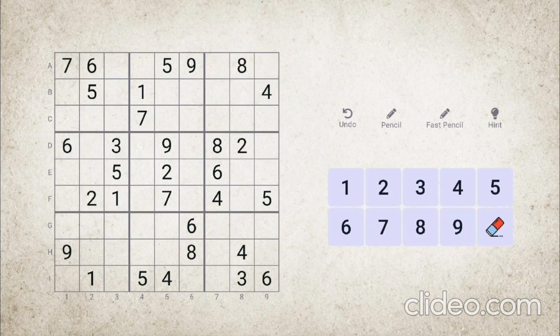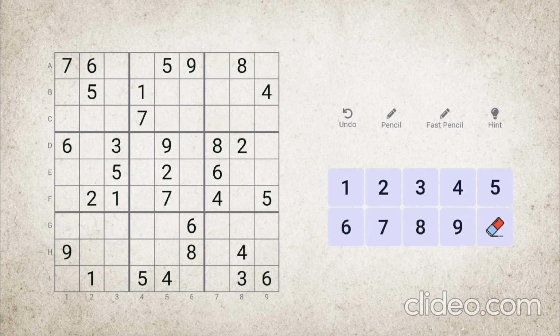Now, let's continue. So, the next word is notes or candidates. These are the small numbers we write in the cells to remember which numbers can possibly go in a cell. And from all these numbers, only one number will finally be placed in this cell. An example is in front of you.